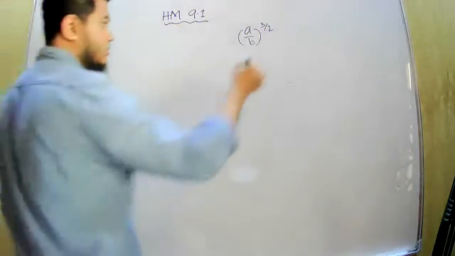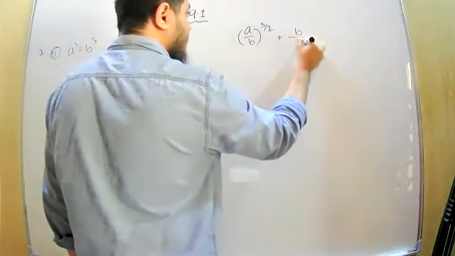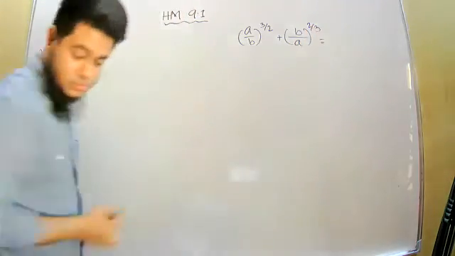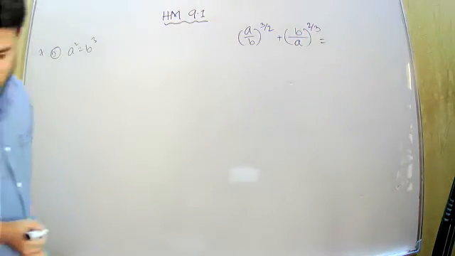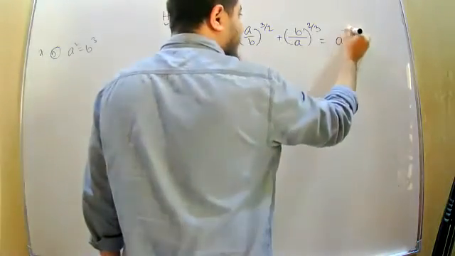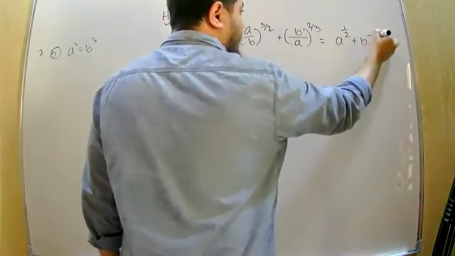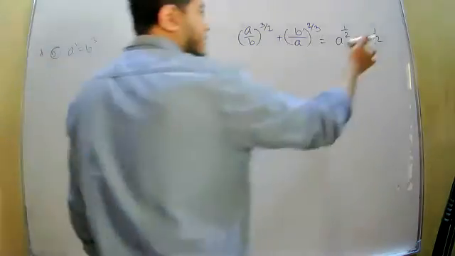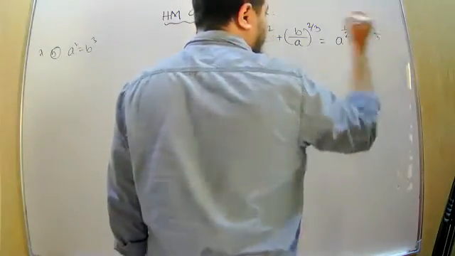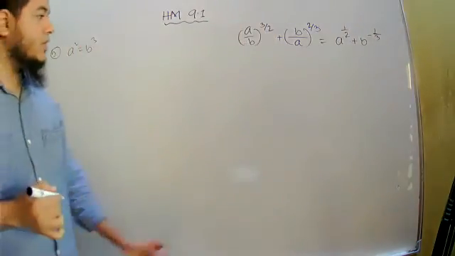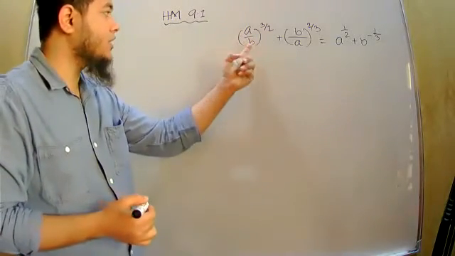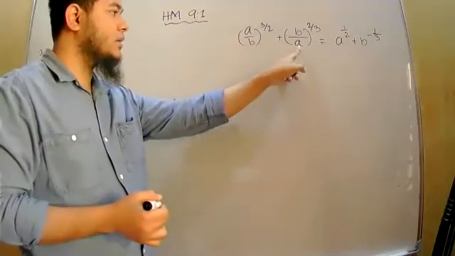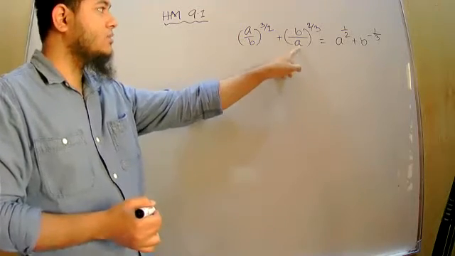plus b by a to the power 2 by 3 is equal to a to the power half plus b to the power minus 1. Okay. Now minus 1 by 3. Okay. So we can easily understand that in the first one we need to replace b so that we can get a power of a, and in the second one we need to replace a so that we can get a power of b.